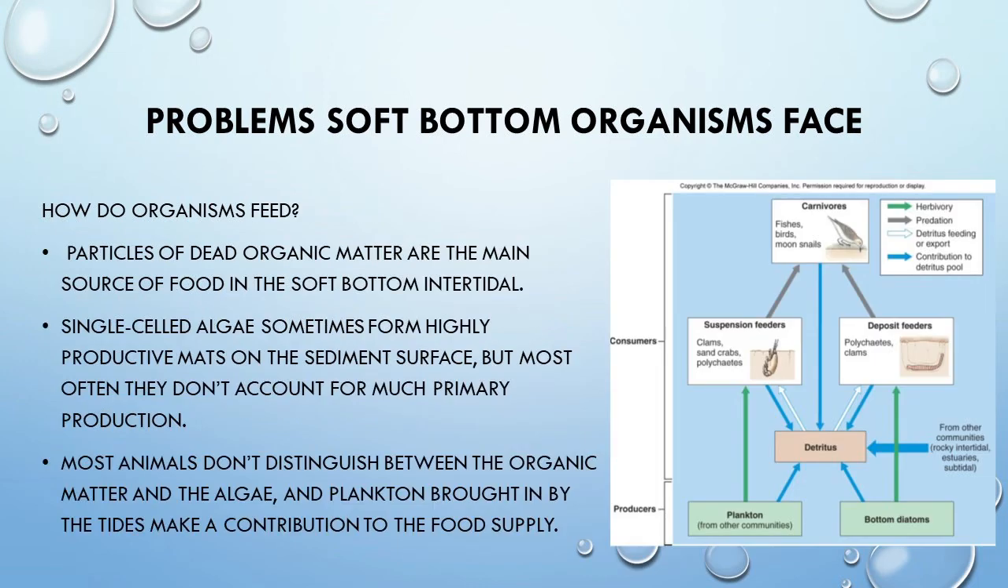Problem number 3. How do organisms feed? Particles of dead organic matter are the main source of food in the soft-bottom intertidal. Single-celled algae sometimes form highly productive mats on the sediment surface, but most often they don't account for much primary production. Most animals don't distinguish between the organic matter and the algae, and plankton brought in by the tides make a contribution to the food supply.